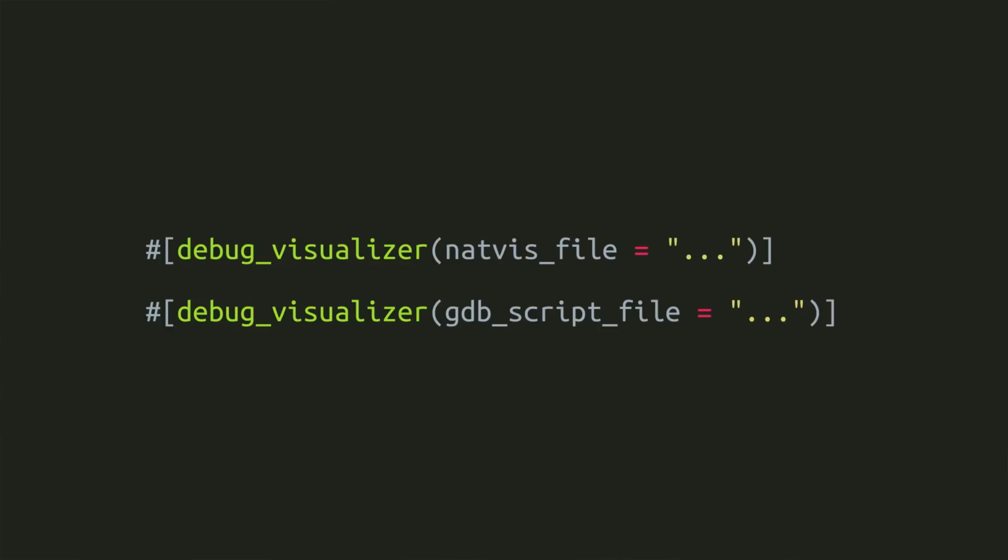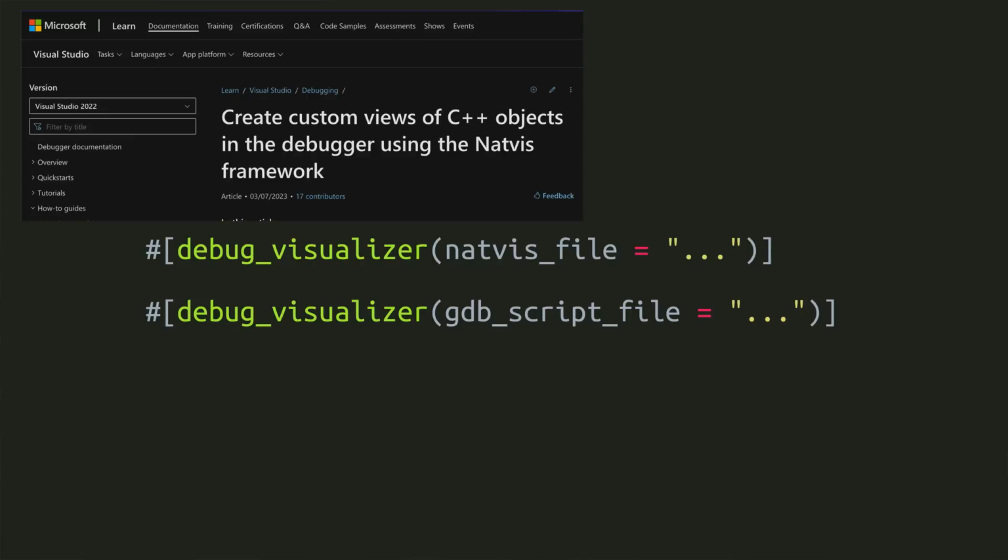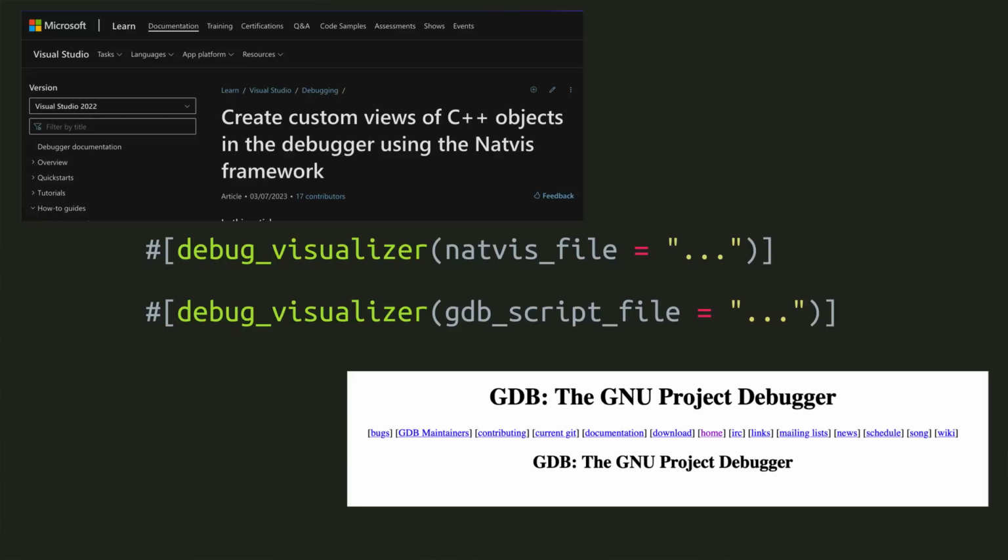Number 2, there are 2 new debugger visualization attributes. These 2 attributes allow embedding NatViz descriptions and GDB scripts into Rust libraries to improve debugger output when inspecting data structures created by those libraries. NatViz is the XML format used by Visual Studio, and GDB is the GNU project debugger.